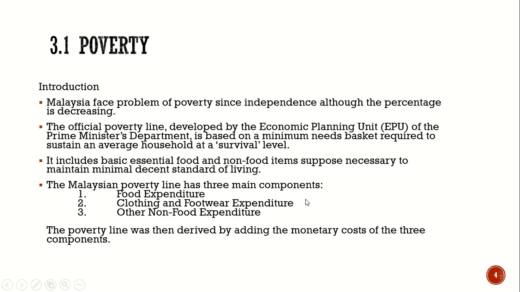This component, what we call the poverty line income, must include 3 components, namely food expenditure, secondly clothing and footwear expenditure, and the third is other non-food expenditure. Why these 3 things? Because they are needed for us to survive. Food, of course we need food. Clothes, of course we need clothes and footwear. And the last, other non-food, could be shelter and also transportation.